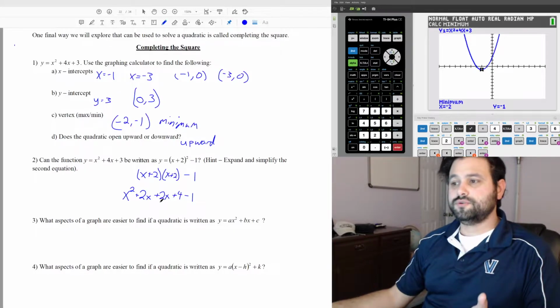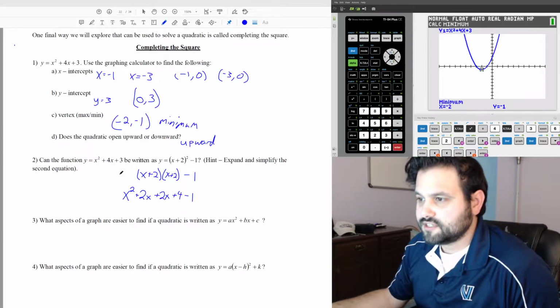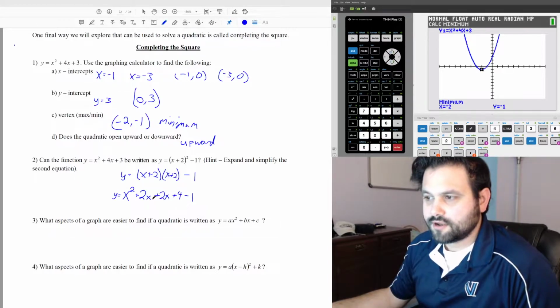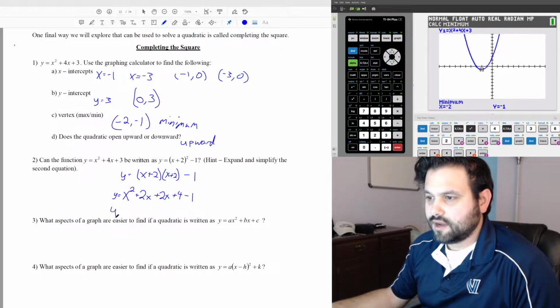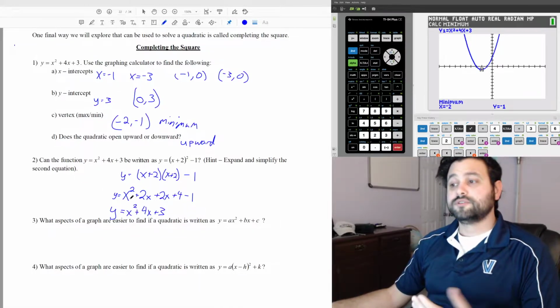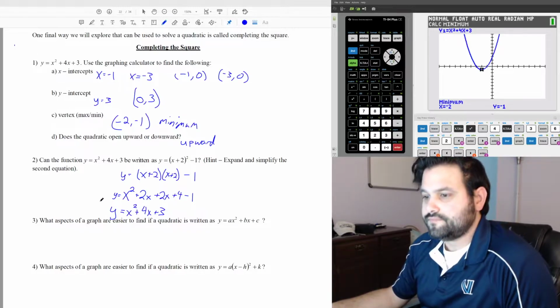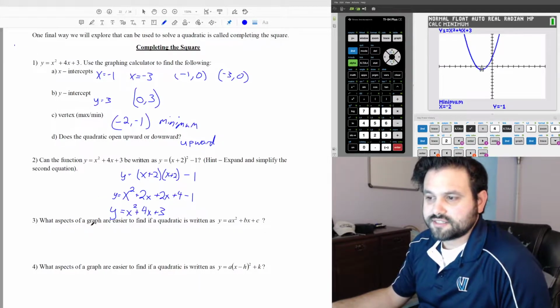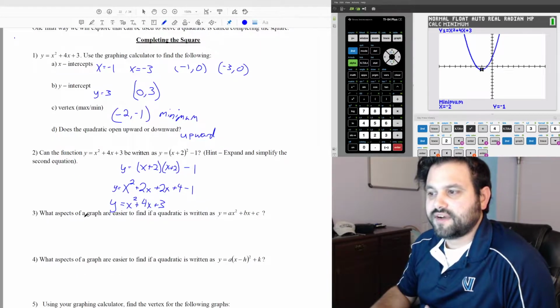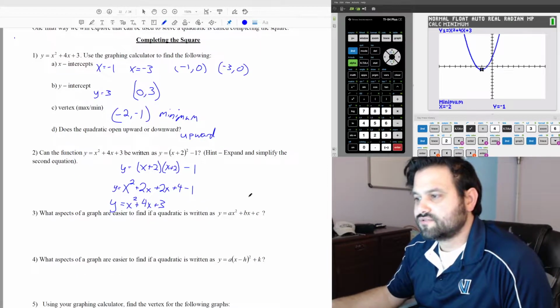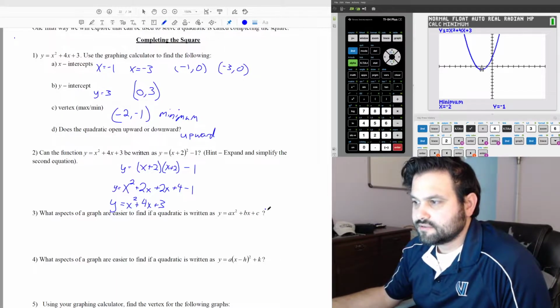Now when I go to combine like terms, and this is my function I'm talking about, when I go to combine like terms, I get y equals x squared plus 4x plus 3. And we can see that these two things match. So yes, they are indeed the exact same equation. So question 3, what aspects of a graph are easier to find if the quadratic is written in this standard form?